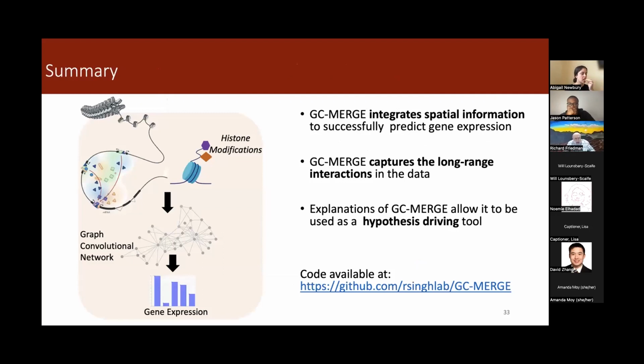Right. So to wrap up the first story, GC merge, it integrates spatial information to successfully predict gene expression. It is able to capture long-range interactions, and the explanations we get can serve as a hypothesis tool by indicating what long-range interactions are relevant and what features are relevant. And the code and the datasets are available on a GitHub repo if people are interested.